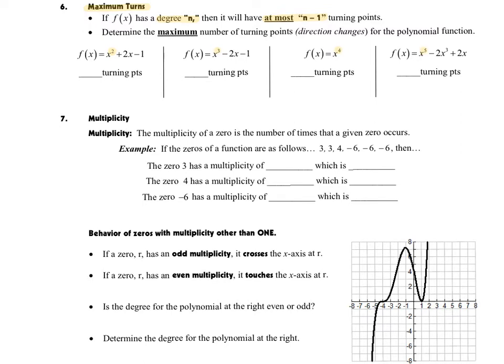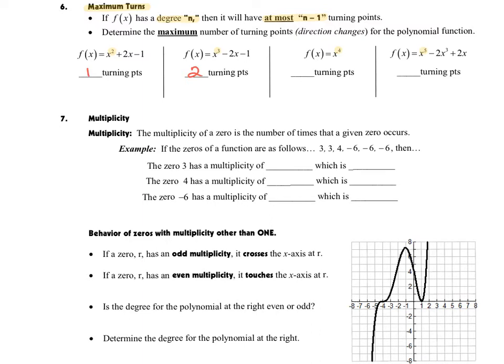That means that the number of turns that each of these graphs could potentially have would be that degree minus 1. So my first example here would have at most 1 turning point. That makes sense. It's a parabola. We understand that's going to turn at one place. Next, we have our cubic that will have at most 2 turning points. It, of course, doesn't have to have 2, but it could.